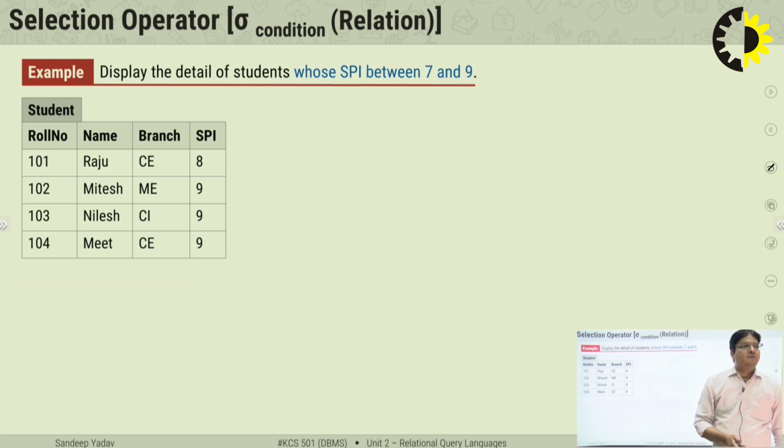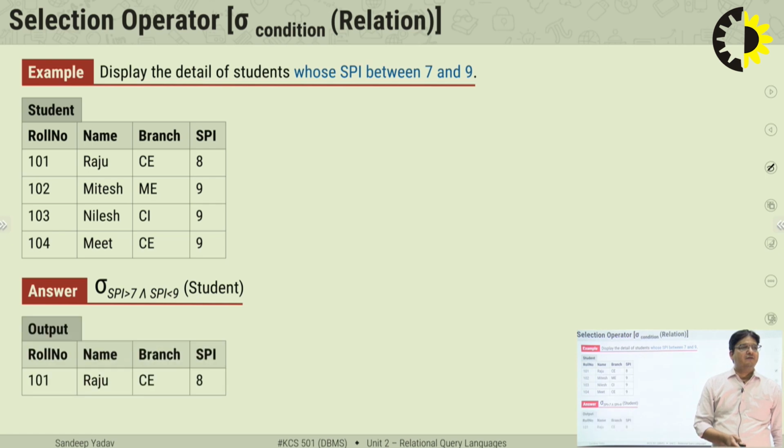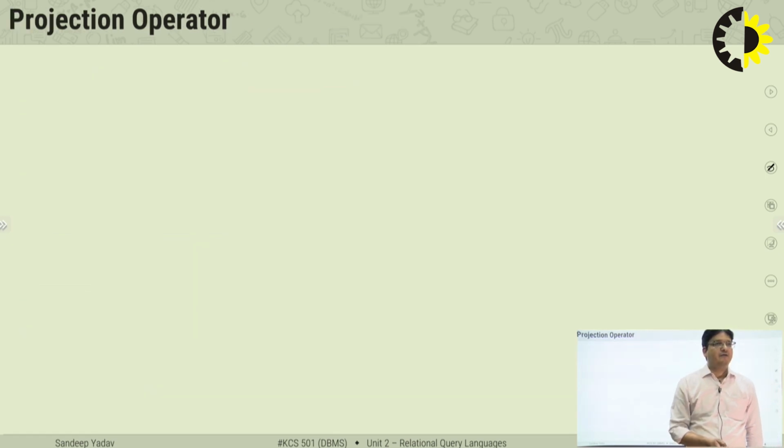Now we need to display the detail of the student whose SPI is between 7 and 9. Now this query involves the values between 7 and 9 using the selection operation. So this is how we can write the query, that is SPI should be greater than 7 and SPI should be less than 9. So that will give the answer, that is 8 SPI is the answer for this particular question.